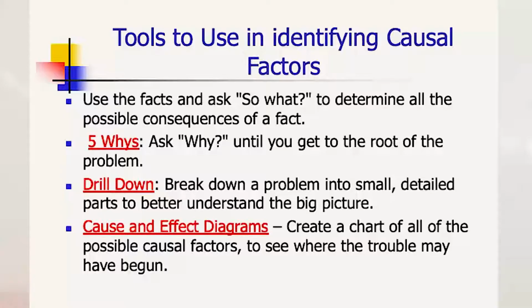The first thing is to use the facts and ask, so what, to determine all the possible consequences of a fact. First, you are armed with a fact. The fact is, there's a burnt thing I can see. There's a broken sprocket. There's a resistor that is burnt. There's a motor that is not working again. It cannot even turn. It is locked. All these are facts. So starting from the facts, you want to ask your 5 whys. Ask why until you get to the root of the problem.